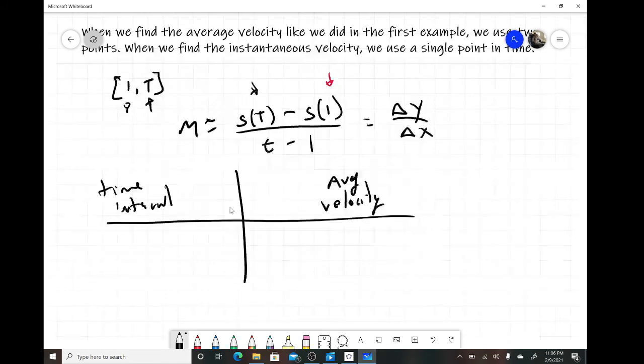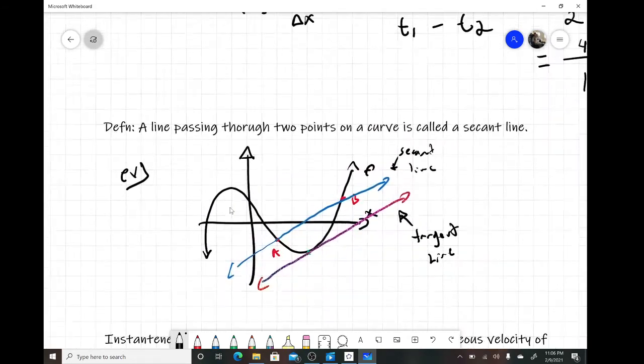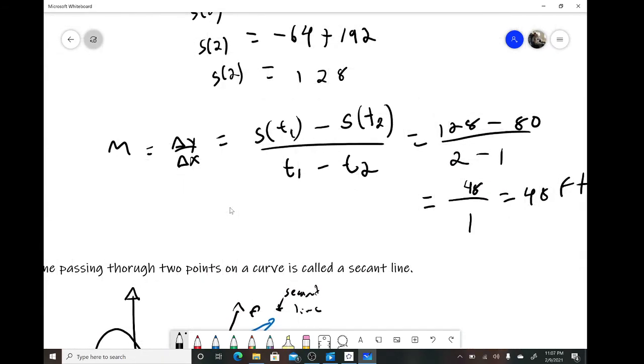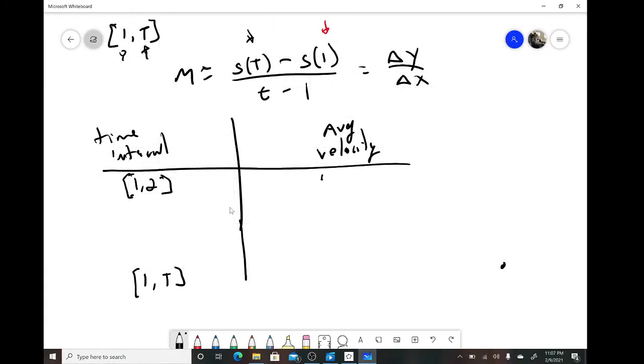So we want to go to 1 and t. We want to find out what the average velocity, or the instantaneous rate of change, is at 1. So when you are just at that one single point, we want to find out what that velocity is. We already found out from the previous example what the velocity is for the interval 1, 2. If we go back up here, we also find it for 1, 3, but I don't want to go up that high. For 1, 2, it was 48 feet per second.